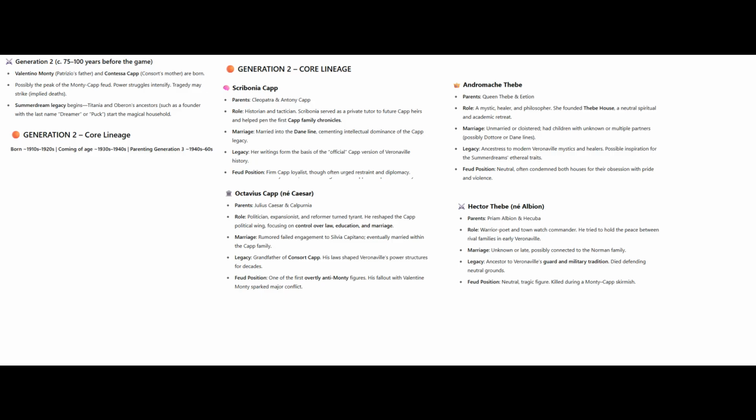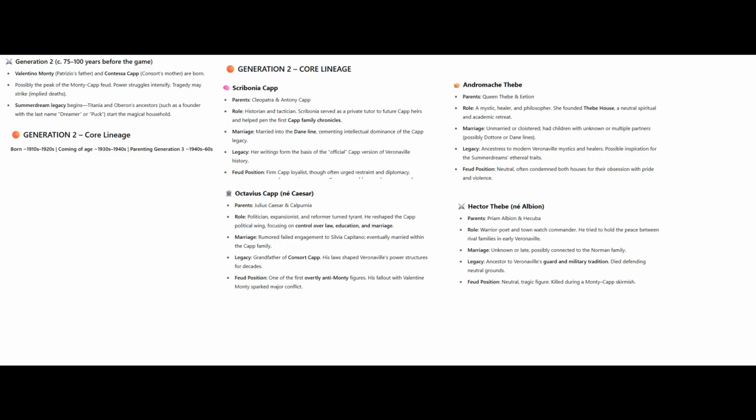Scribonia served as a private tutor to future Cap heirs, so her daughter Contessa, and helped pen the first Cap family chronicles. Marriage. Married into the Dane line. I don't know where this comes from. She married into the Caesar line. It says it right below here. Cementing intellectual dominance of the Cap legacy.